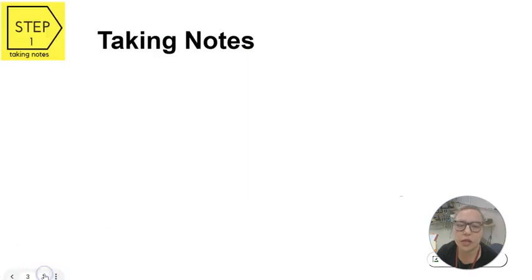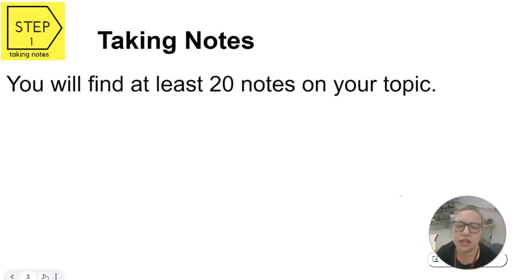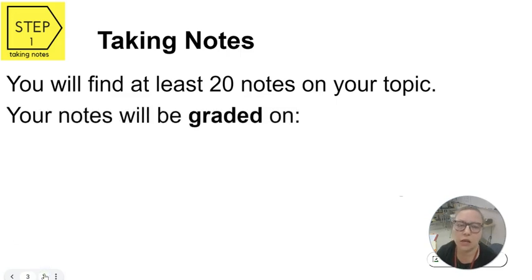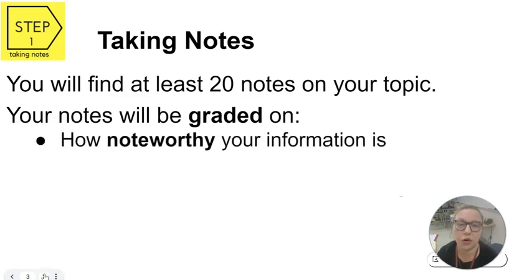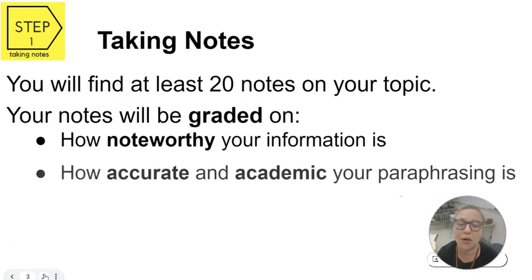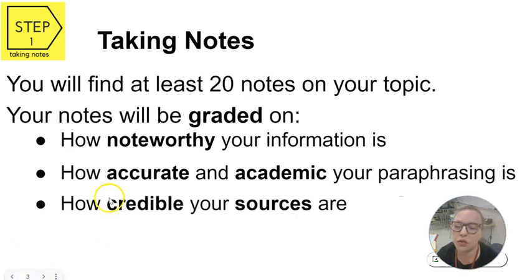Let's take some notes. We're taking notes on how to take notes right now because you're going to be taking notes on your credible sources. So you'll find at least 20 notes on your topic from your credible sources. And when we grade them for your mid-unit summative assessment, they'll be graded on how noteworthy your information is, how accurate and academic your paraphrasing is. Both of those topics are going to be covered in 5.3. And then they're also going to be graded on how credible your sources are. And that's what we're talking about right now for 5.2.